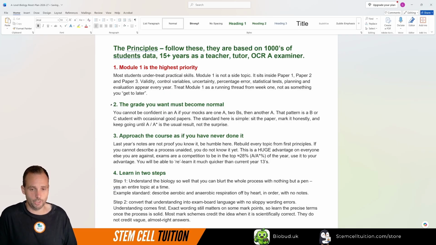This is my golden rule, which I'll talk through in a minute: could you take out a pen, go to a whiteboard, and teach me the whole of respiration with a pen? That is the extreme level you want to get to, but that's the idea. So, number 1 is Module 1 is a higher priority.